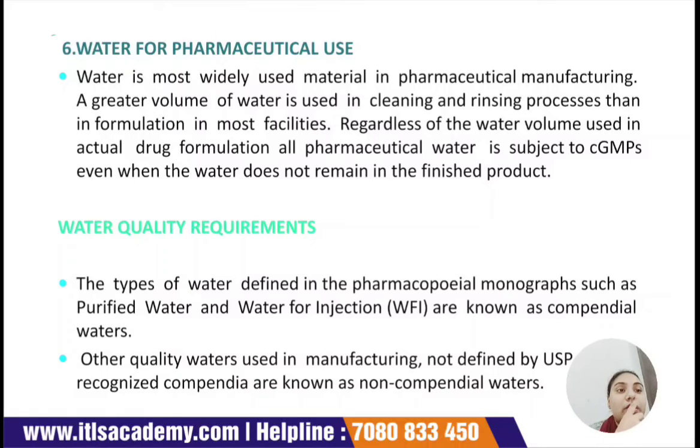As I already told you, water plays a very important role, and it is one of the most important types of material used in the manufacturing of any pharmaceutical drug. Water is needed for dual purposes: for cleaning, for rinsing, for cleaning of the utensils and everything, as well as in the formulation. Okay, so regardless of the water volume that is used in actual drug formation, all the pharmaceutical product is subjected to CGMPs even when the water does not remain in the finished product.